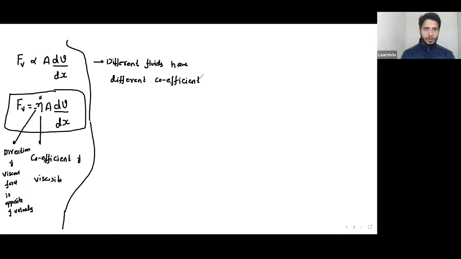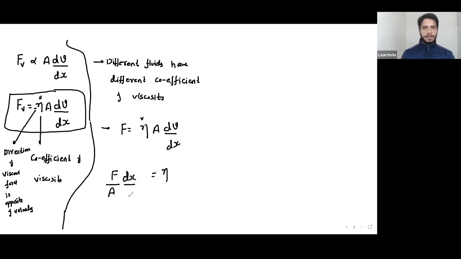Different coefficient of viscosity. Now, if you want to calculate the unit of eta, you can write that force F is eta A dV over dx. So eta is F by A into dx by dV. This is your eta, F by A dx by dV.